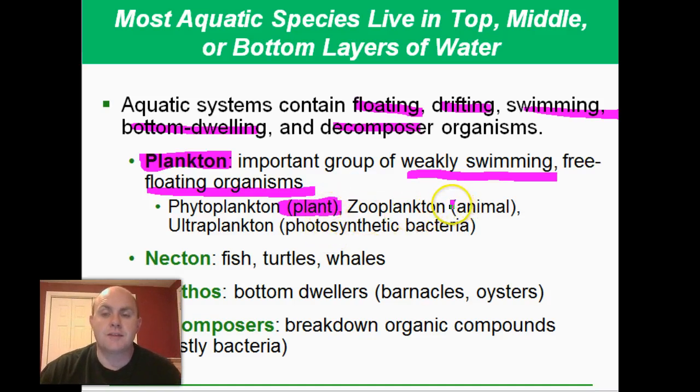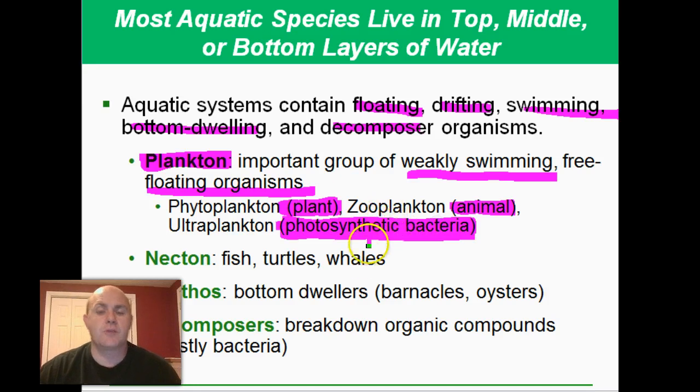From that you have zooplankton, which are small animal-like creatures that like to eat each other and/or phytoplankton. And then ultraplankton are photosynthetic bacteria, which aren't always thought of as being part of the freshwater ecosystem, but they're quite important. Next, nekton. Those are the traditional ocean creatures that we think of.